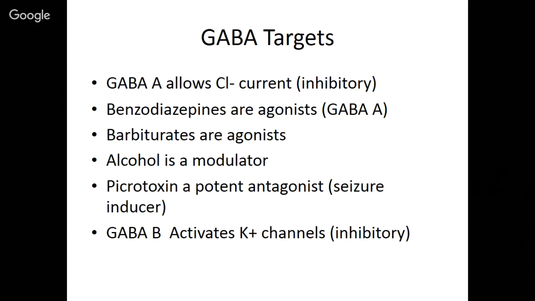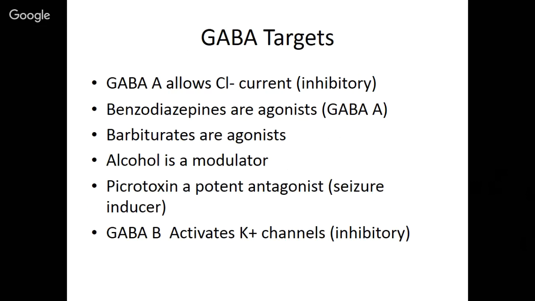GABA targets: GABA A allows chloride current, which is an inhibitory current. Benzodiazepines are agonists at GABA A, and as we saw from the diagram, it's not quite the same site. Barbiturates are also agonists. Alcohol is a modulator through the membrane. Picrotoxin is a potent antagonist. This was one of the old models of seizures, to apply picrotoxin to the surface of the brain. Wicked stuff. Without the GABA, everybody seizes. Very severe lesions are left with that, but they generate seizures later on. So it's a model system.